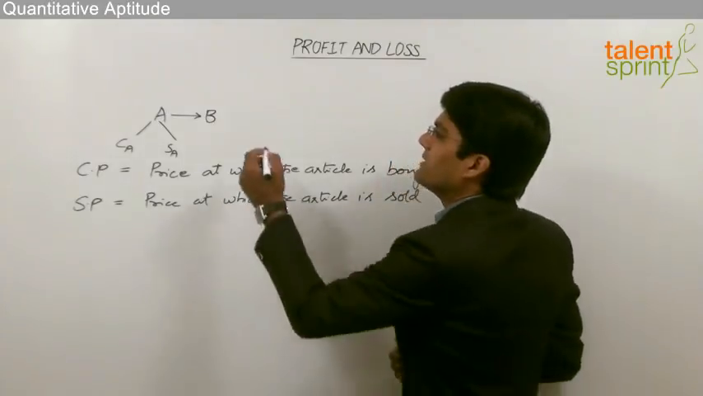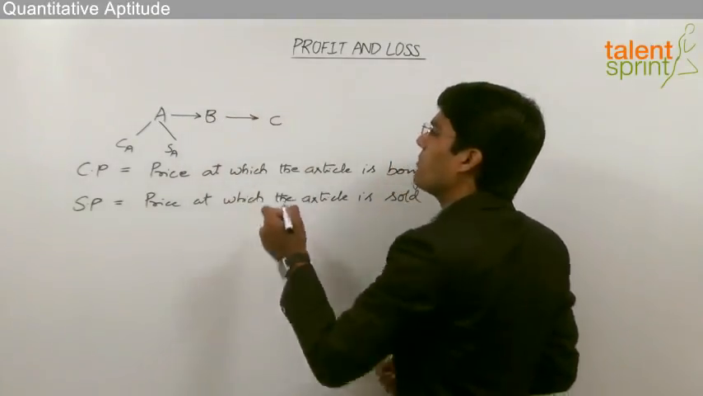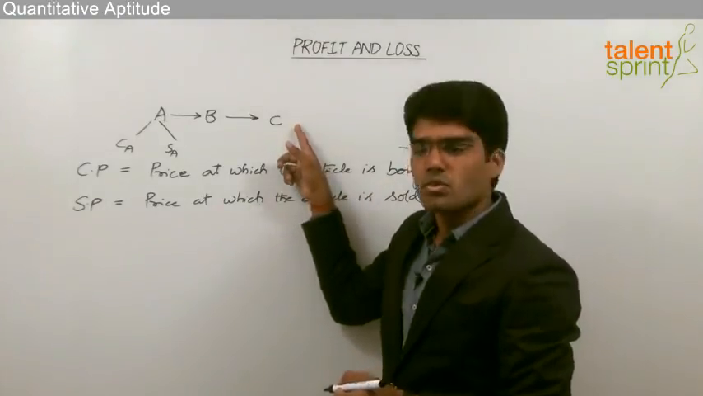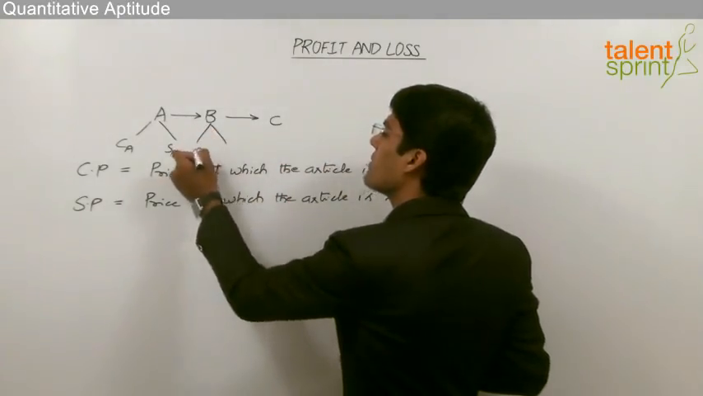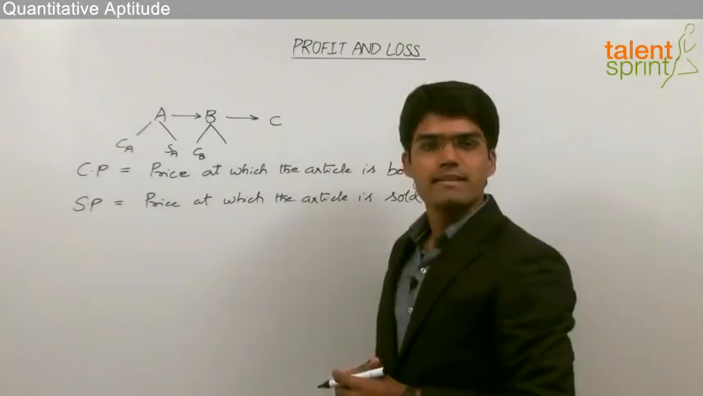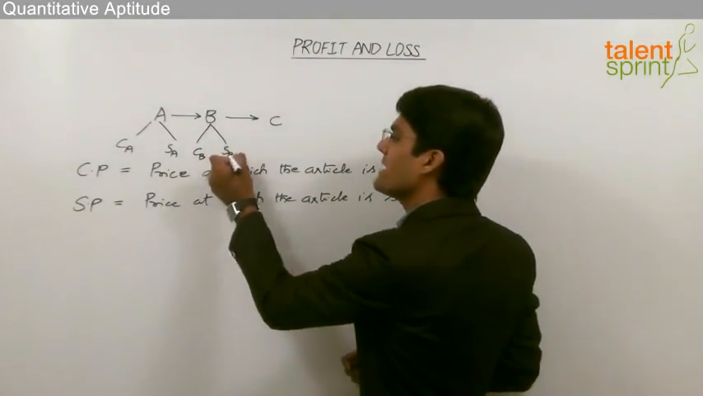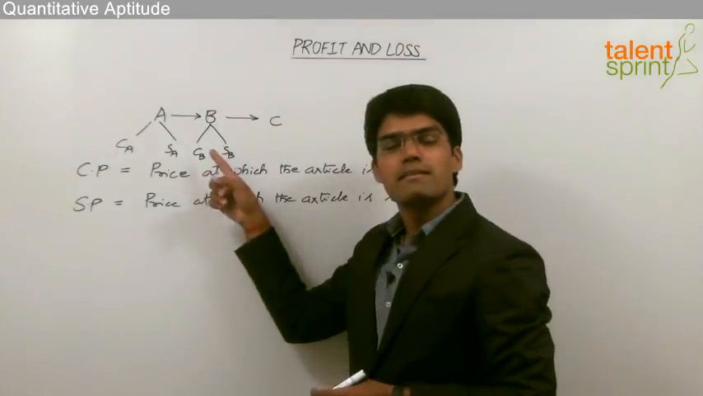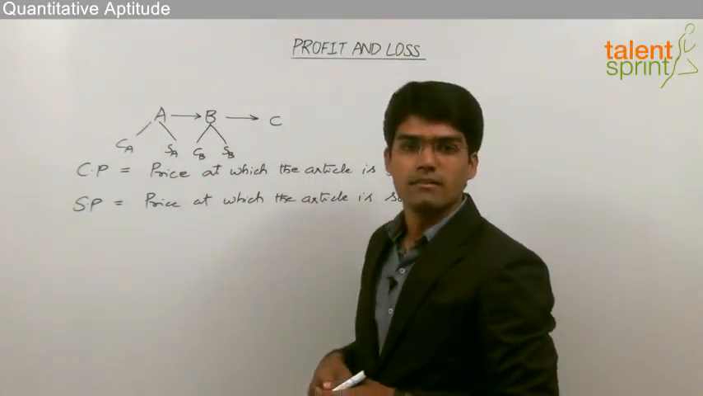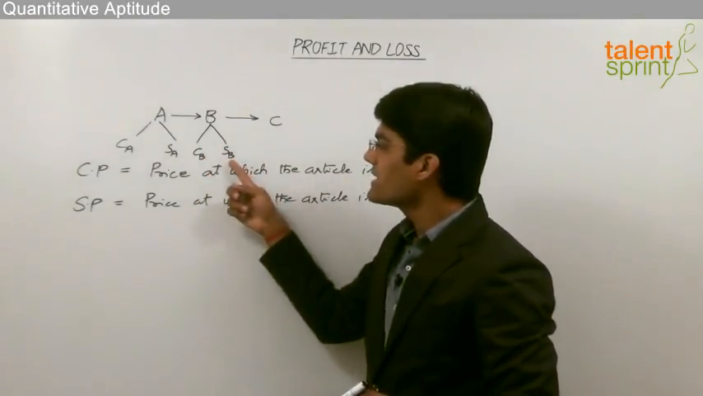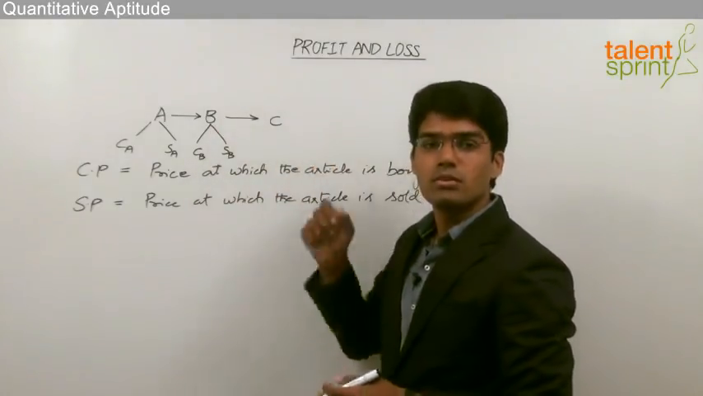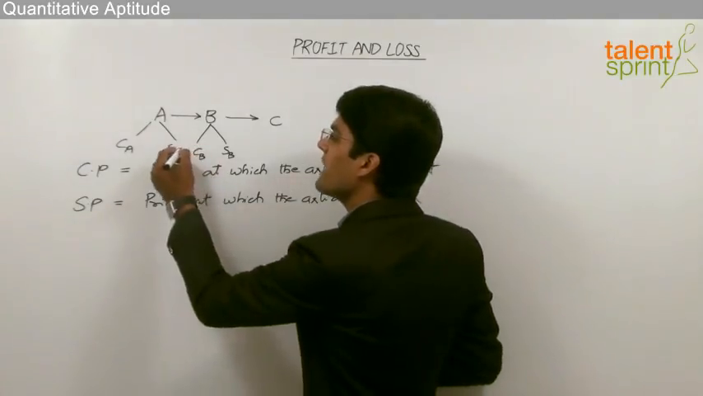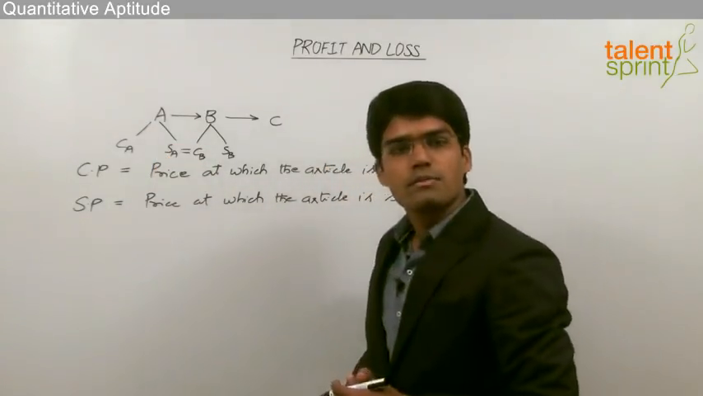Let us assume that there is one more person, C. Now B buys the article from A and sells it to C. So B also will have one cost price, which we can take as CB, and one selling price, which can be taken as SB. As discussed earlier, the cost price of B is the price at which B bought the article from A, and the selling price is the price at which B will sell the article to C. The important point to note here is that the selling price of A should be the same as the cost price of B.